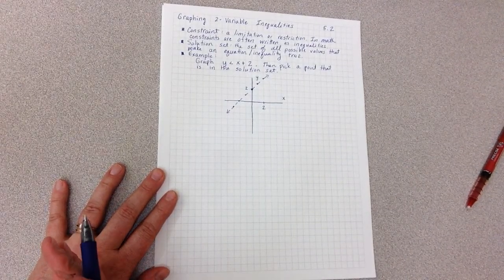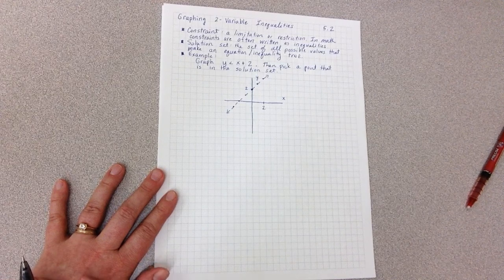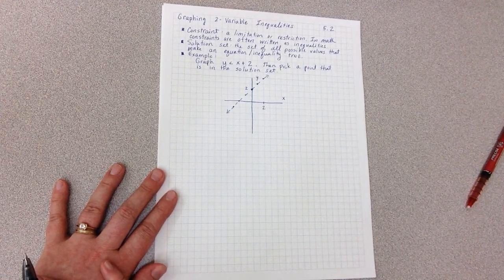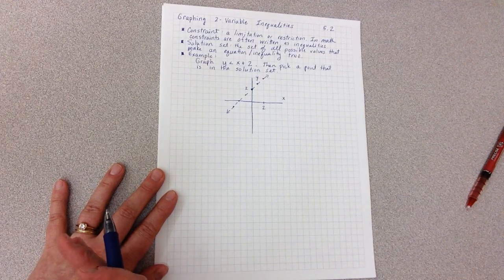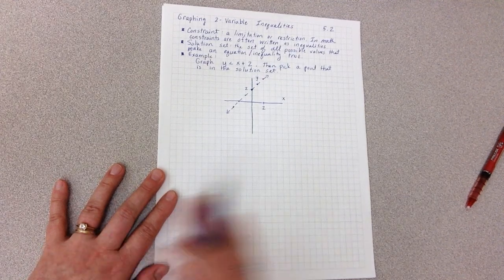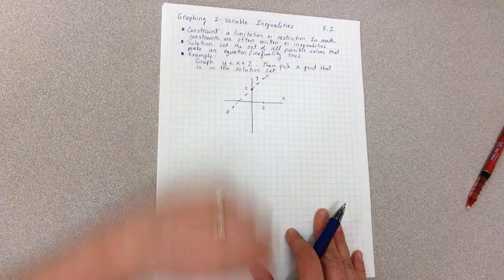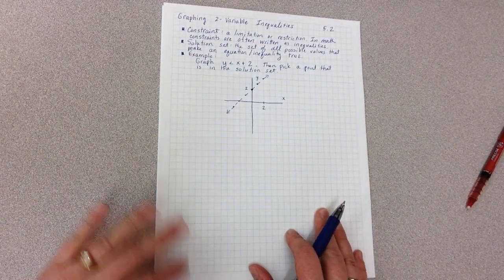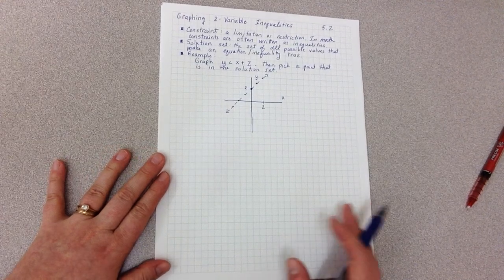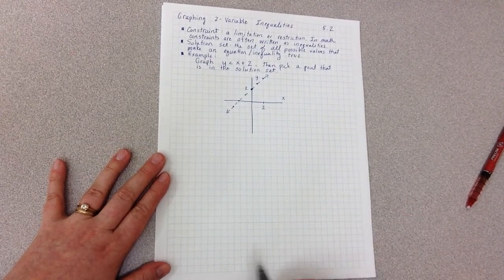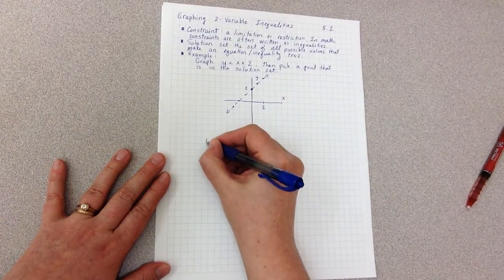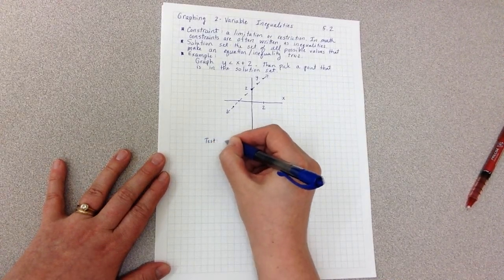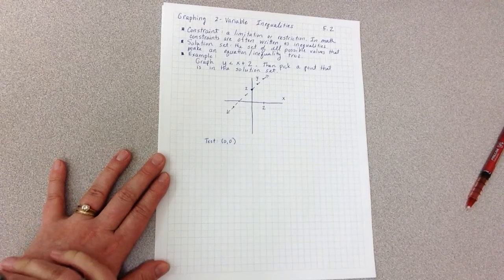Now, the second thing you had to do when you graphed one variable inequalities was to decide where to shade. So in this case, we need to decide whether or not we're shading above the line or below the line. And the easiest way to do this is to pick a point and test it. My favorite point to pick whenever I can is the point 0, 0. So we're going to say test 0, 0.